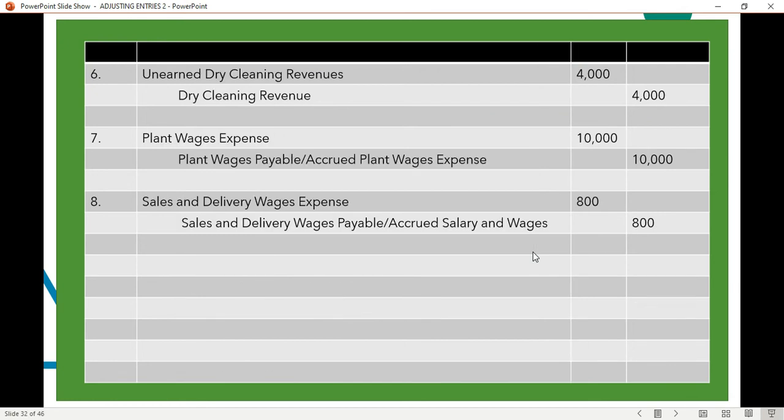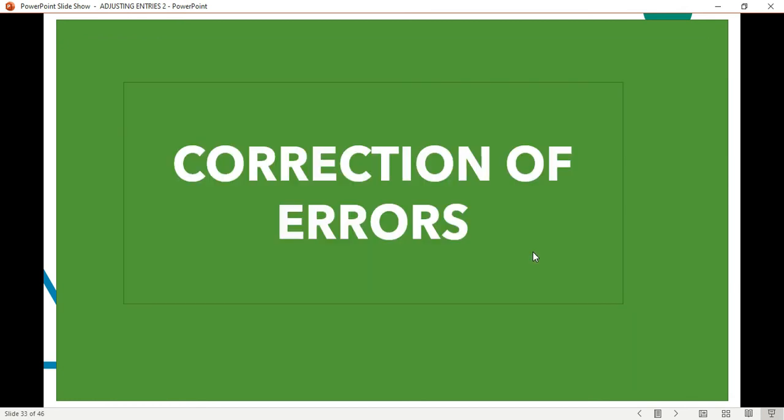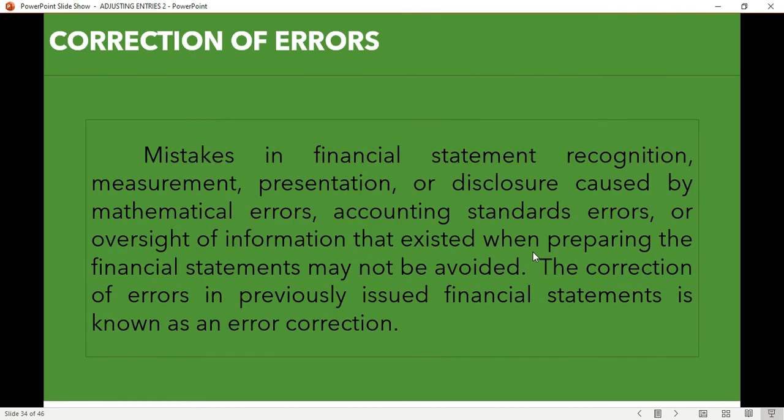Then I will proceed to correction of errors. So what are correction of errors? These are mistakes in financial statement recognition, measurement, presentation, or disclosure caused by mathematical errors, accounting standard errors, or oversight of information that existed when preparing the financial statement.